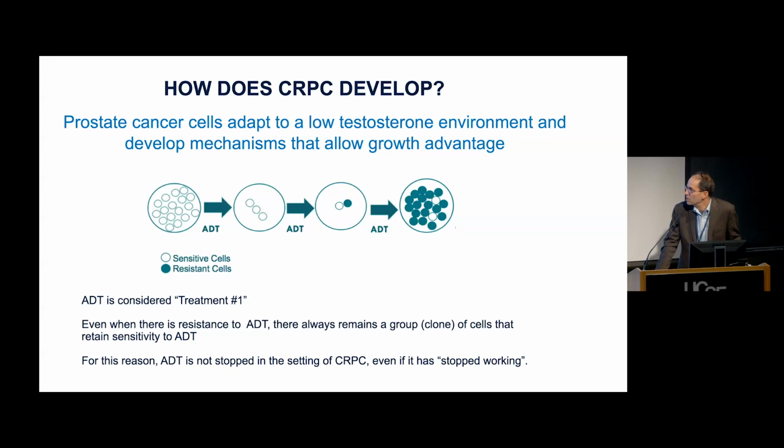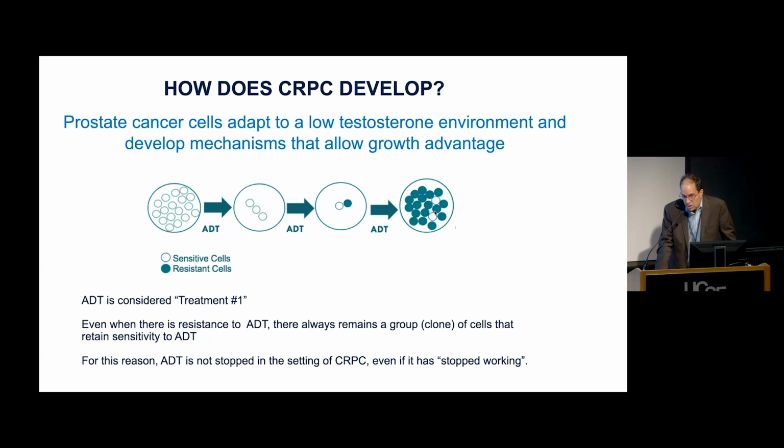If you use ADT, you end up in the second large circle, killing off most but not all of the cells. And in time, if you're on it enough, what we know is that prostate cancer cells develop genetic changes that we spoke about this morning that lead to a survival advantage so that those cells can grow in the low testosterone setting. And eventually, if you keep going with the ADT, those are the cells that grow out in this last circle. But I want to point out a couple things.